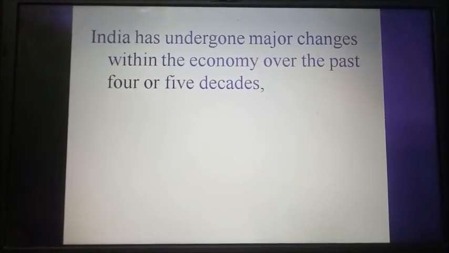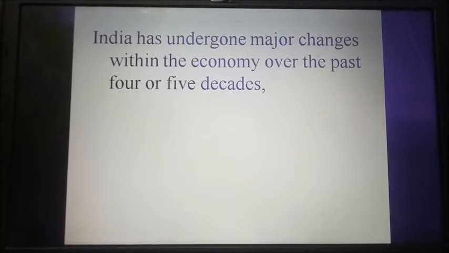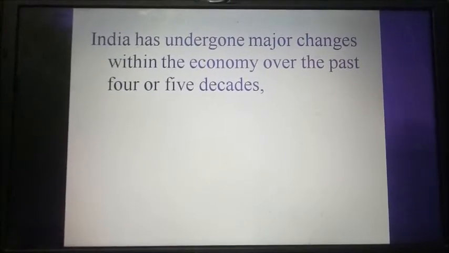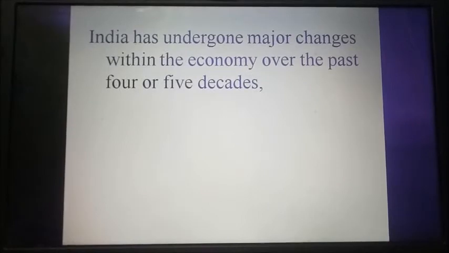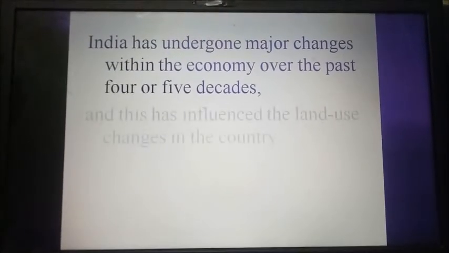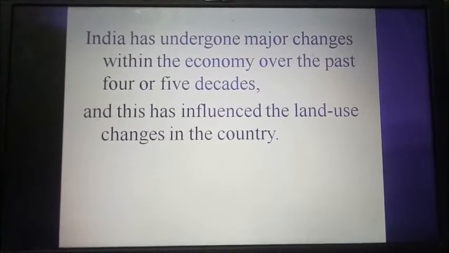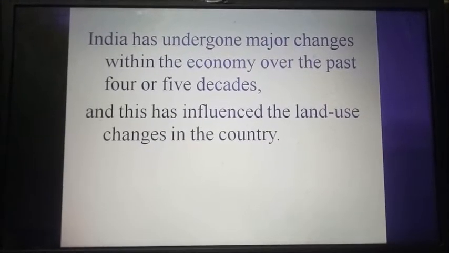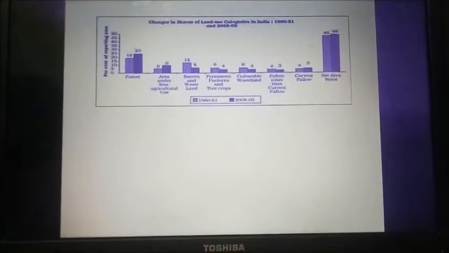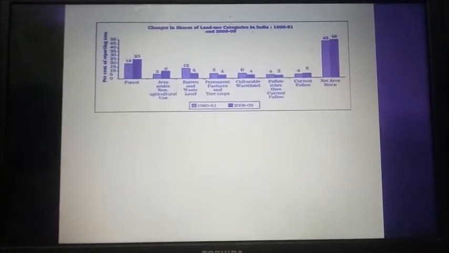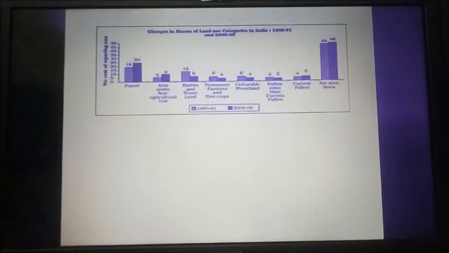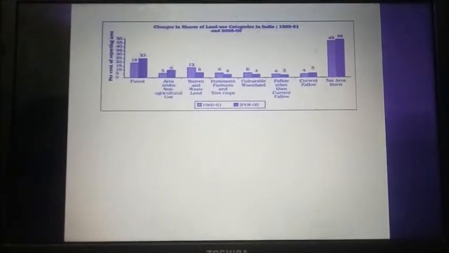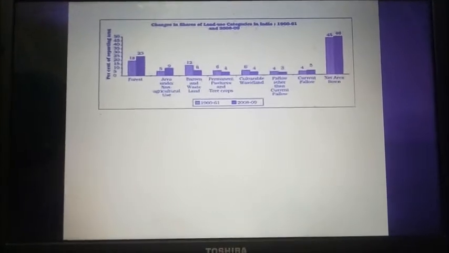India has undergone many changes in the economy over the past 4 to 5 decades, that is almost 40 to 50 years. There has been a major change within the economy, and this of course has changed the land use in the country. Now let us have a look at this graph. In this graph you can find changes in the use of land between 1960-61 and 2008-09.